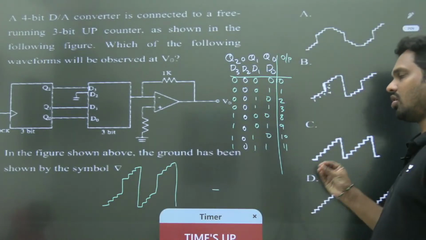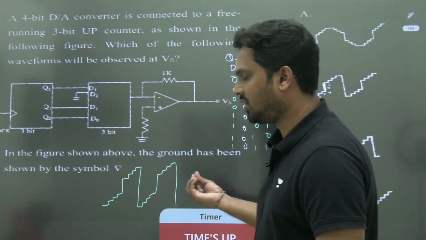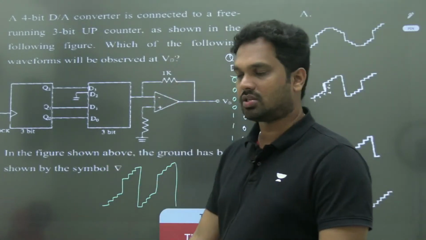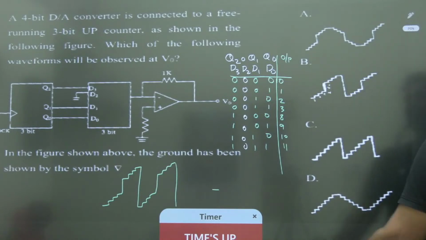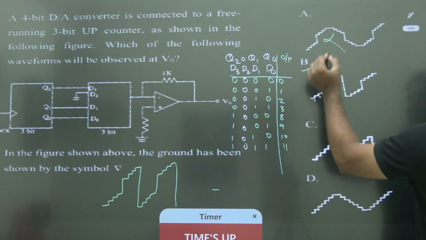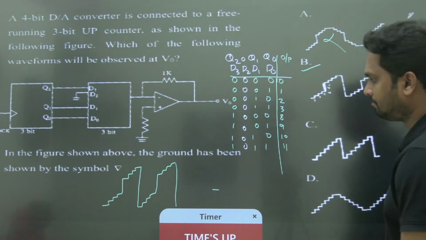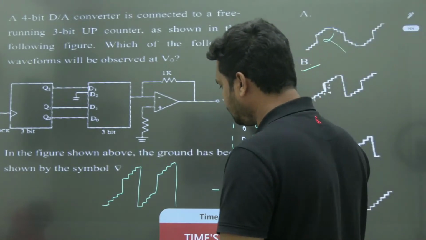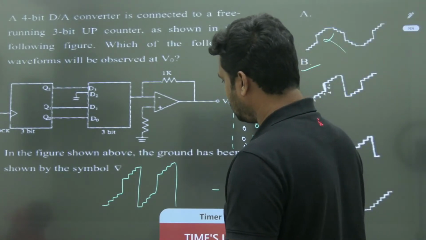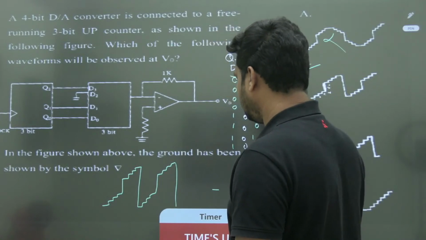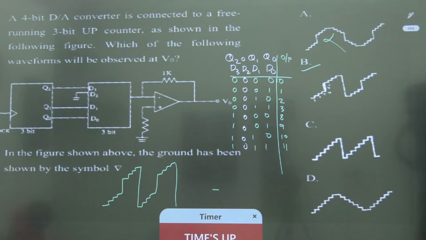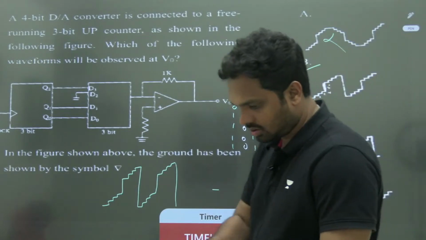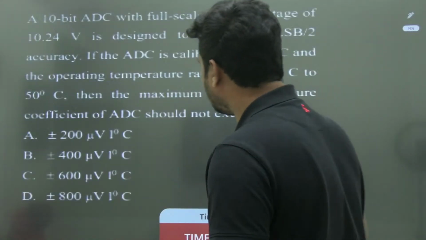Normally, if a 4-bit is connected directly to 4-bit, or 3-bit directly to 3-bit, you get a staircase waveform. But in this case, what is the output you will be getting? This is not the case. This is the case approximately. Okay. Right, so that is about your output when this is the connection. So let's move to the next question.